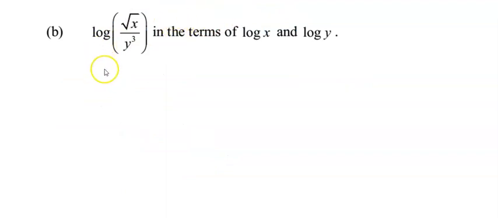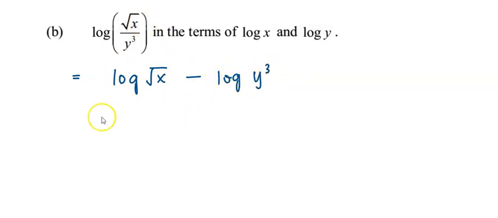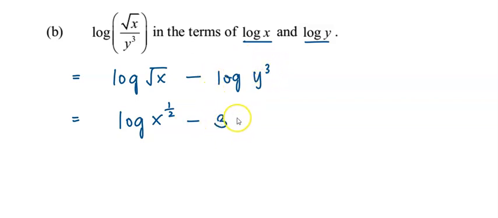For the log question, I need to separate them in terms of log X and log Y. So here we're going to apply the laws of log. Firstly, look at this operation, division. So I'm going to take log surd X minus log Y cubed. And in order to make them in terms of log X and log Y, I'm going to rewrite this in the form of X to the power of 1 over 2. And this power of 3, you can just move to the front and make it the coefficient. You get 3 log Y.